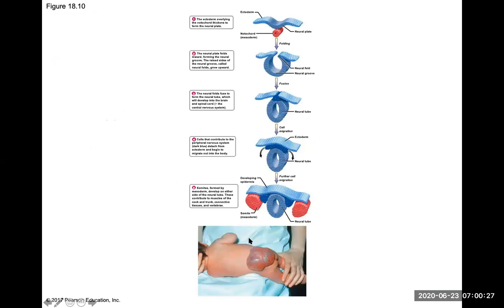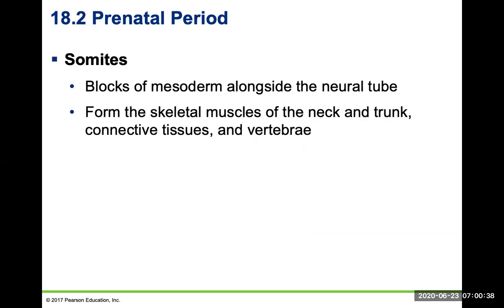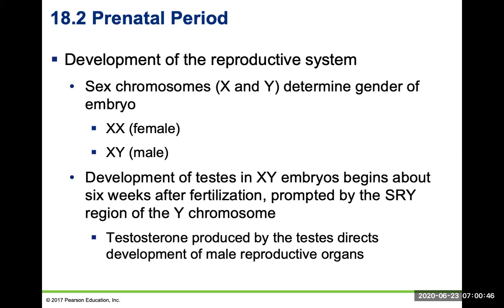So here's a look at spina bifida. Basically, the vertebral canal doesn't completely close over the spinal cord. Sometimes it can be corrected in utero. That will be a surgery. Somites block the mesoderm alongside the neural tube. They form the skeletal muscle of the neck, trunk, connective tissues, and vertebrae.